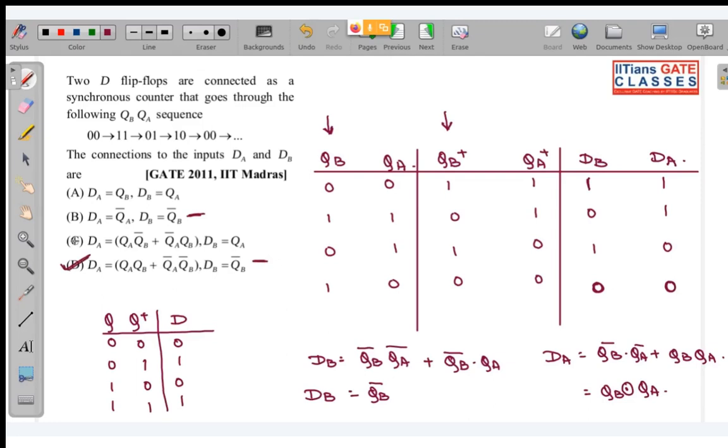Why B? Shubham, why are you telling me B? How many of you got the correct answer for this question? Option D is the correct answer.